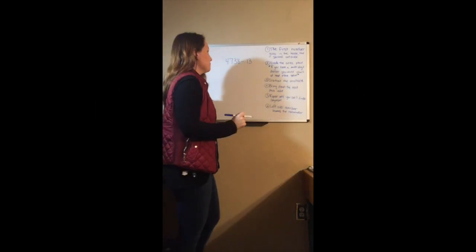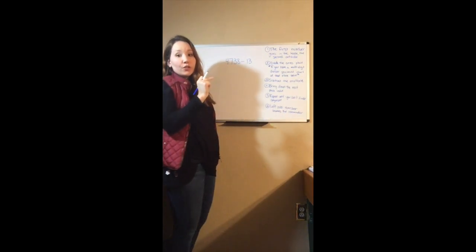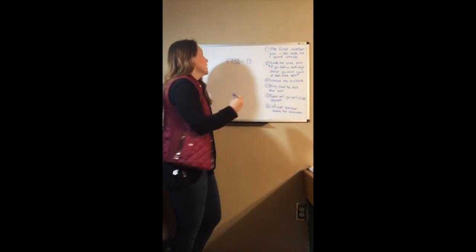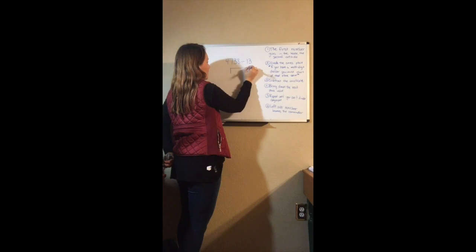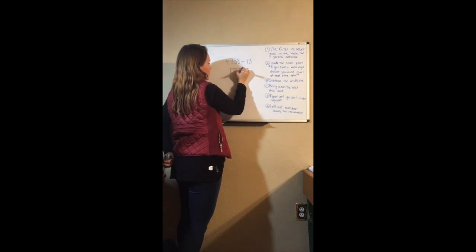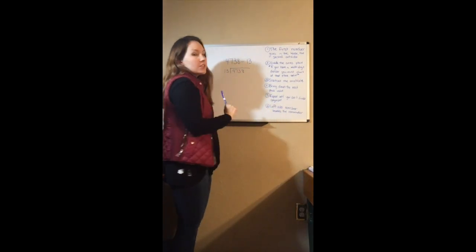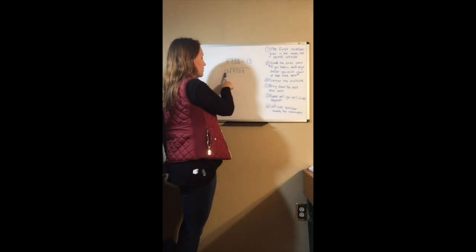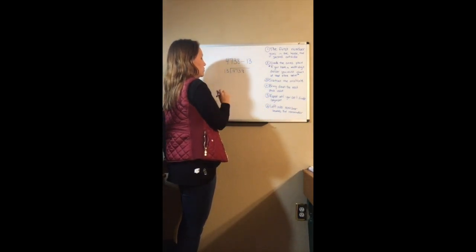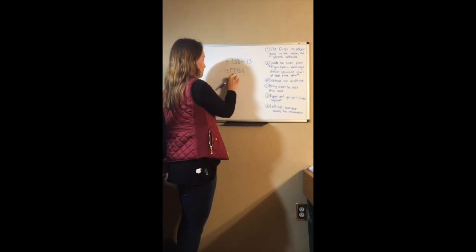Let's look at this next one. So 4,738 divided by 13. Let's first set it up by putting our first number in the house, second number outside, and then start dividing. We have a 2-digit divisor, so we've got to look at two place values.